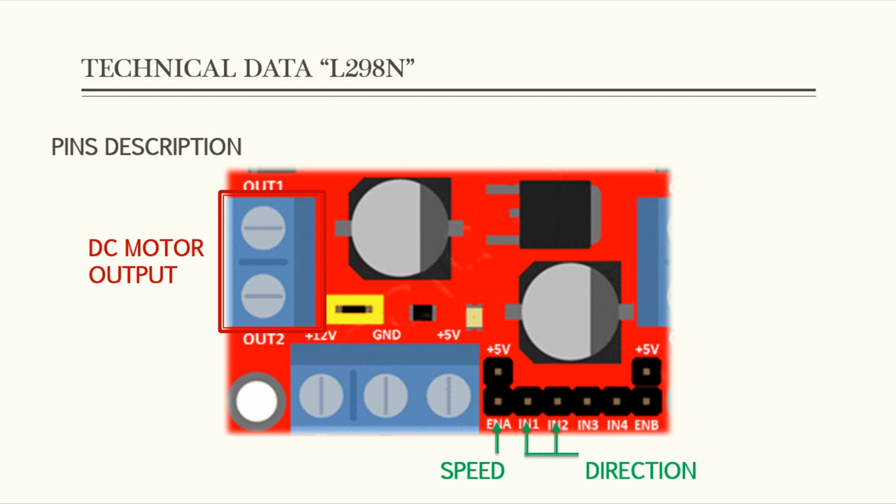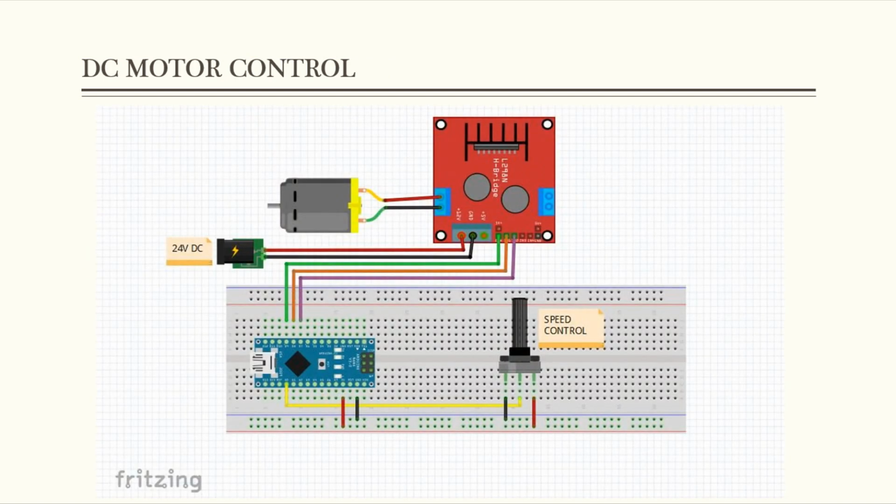The schematic of this tutorial is so basic. I will use an Arduino Nano board to control a DC motor speed and direction through the full bridge driver. About the spinning speed, I will use a potentiometer to make an analog signal for the speed control. So let's start by preparing the circuit.